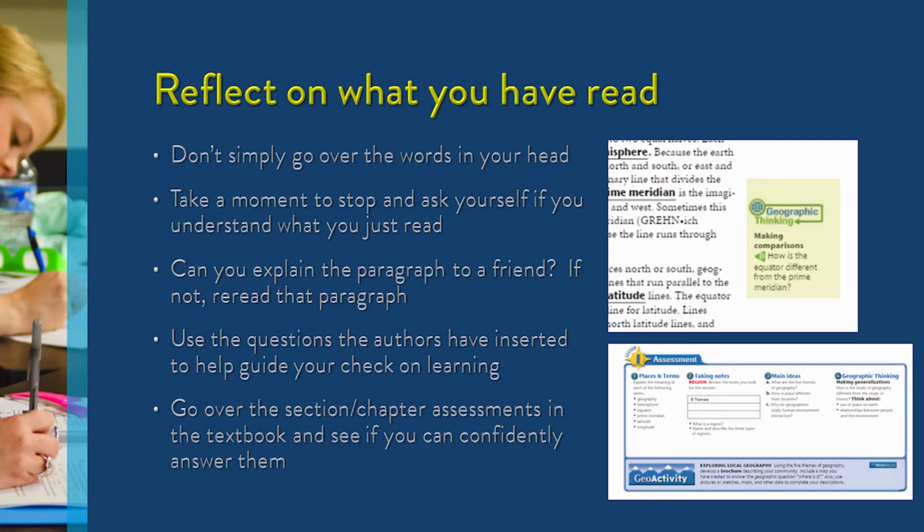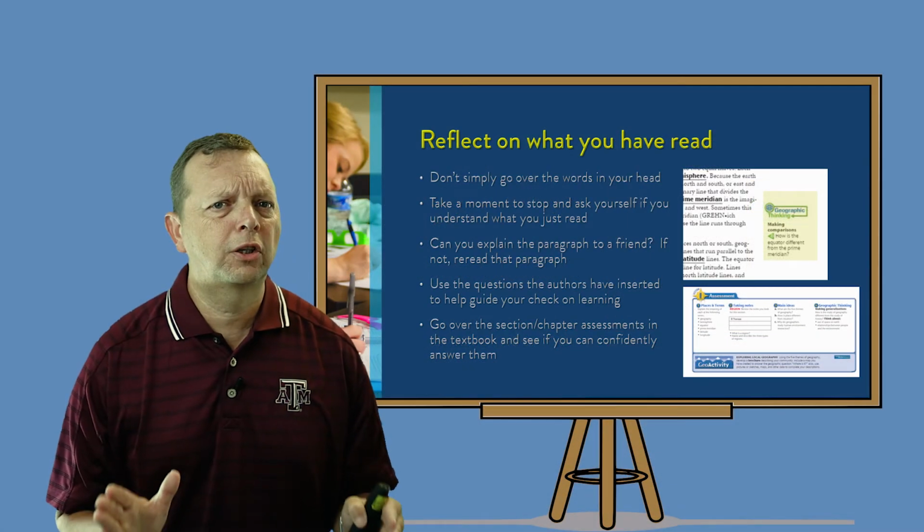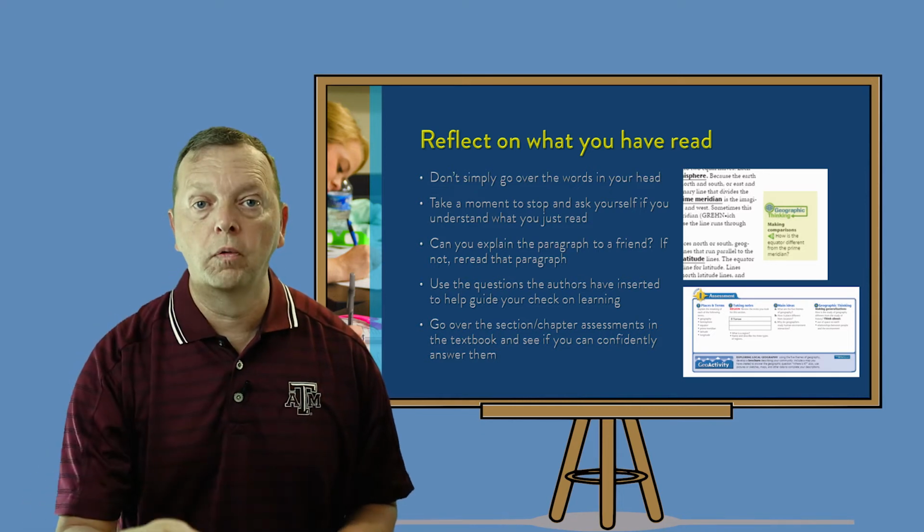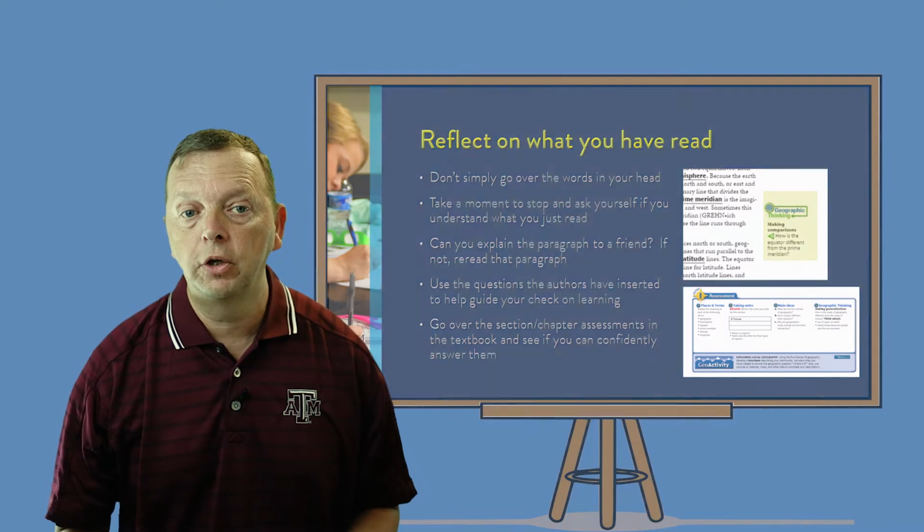Now, if you can explain what you just read, fantastic. Go on, read another chunk and do the same thing over and over. But if you find that after you get done reading a chunk, you can't really explain what you just read, then you want to go back and read over that chunk of information again. And what you're going to do is essentially the same process over and over, chunk by chunk, throughout your reading assignment.